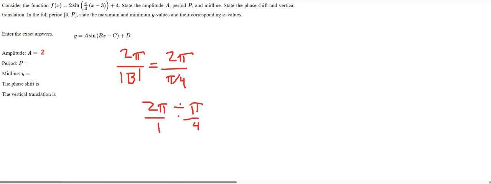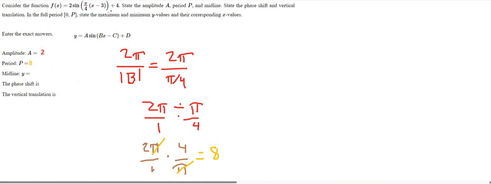So to divide two fractions, we take the second fraction, flip it over, and then multiply straight across. So note here that the pi's are going to cancel each other out. And 2 times 4 is 8. 8 over 1 is just going to be 8. So that is going to be our period.